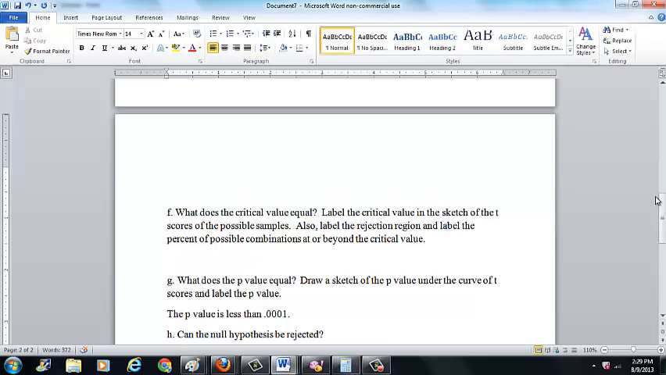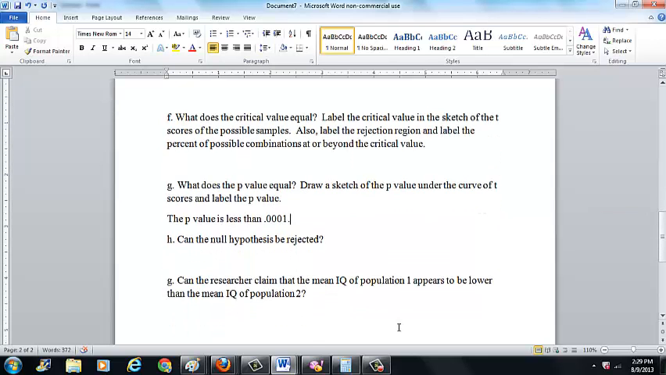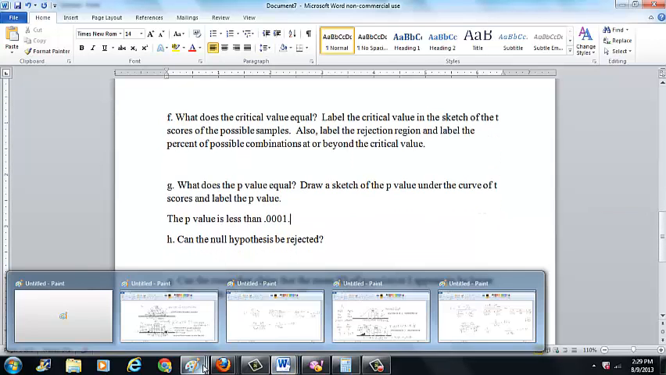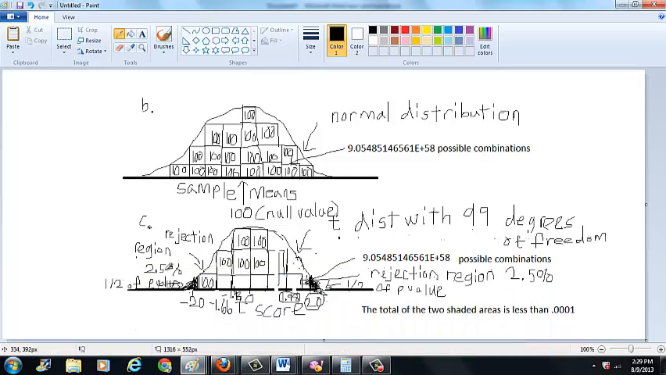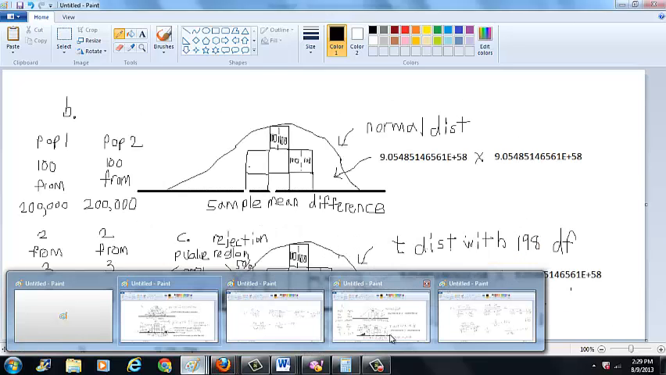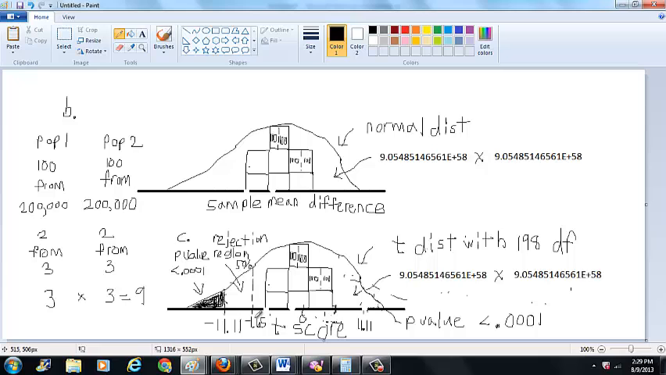Can the null hypothesis be rejected? Our t-score of negative 11.11 ended up in the rejection region because it's in this area that's at negative 1.65 or further to the left. So it's in the rejection region, and the p-value is 0.05 or lower. So we do reject.